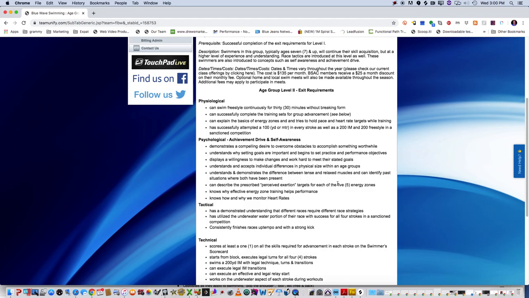From a tactical standpoint, the swimmer should have demonstrated an understanding that different races require different race strategies. You're not going to go all out on the first 25 of a 500 and then hang on. You're not going to go too smooth on the first 25 of a 50. So they're starting to see that there's strategies involved in how they're doing each one of their races.